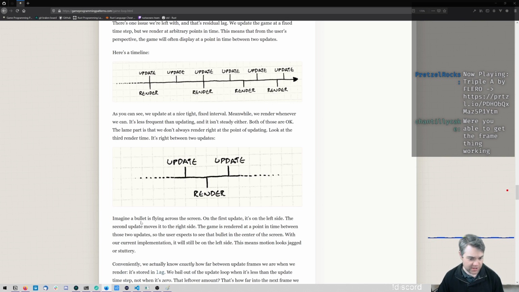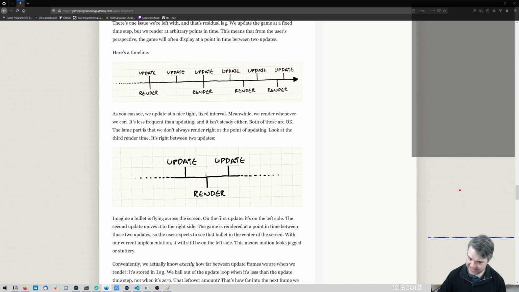They say, imagine a bullet is flying across the screen. On the first update, it's on the left-hand side. The second update, it moves to the right-hand side. The game is rendered at a point in between those two updates. The user expects the bullet is in the center of the screen. With our current implementation, it'll still be on the left-hand side. So this is making it so that the bullet is rendered exactly where it is, which is a prediction of where it would be the next time that the update happens. And that's what we're doing here. We're able to get the frame thing working.